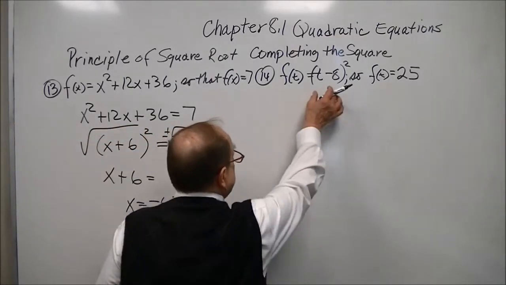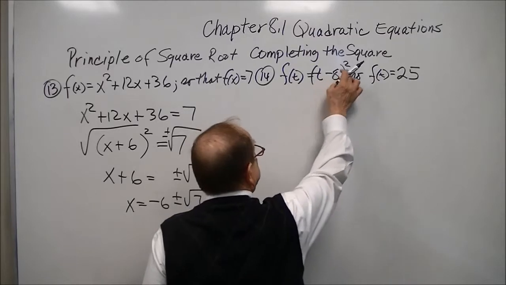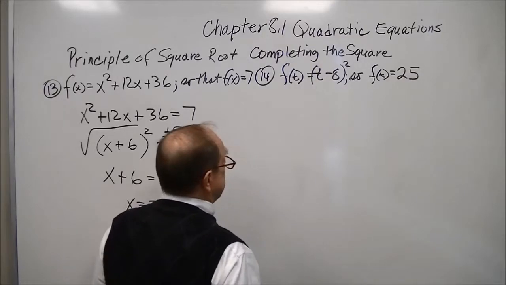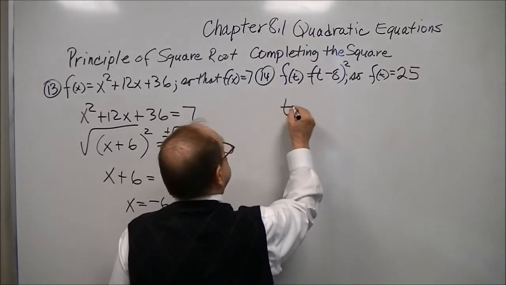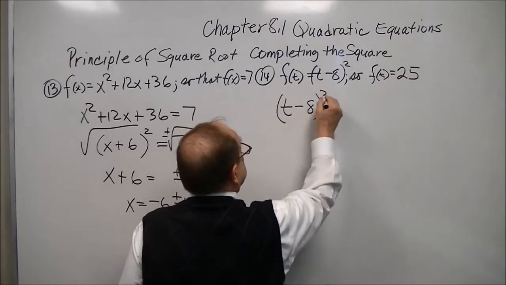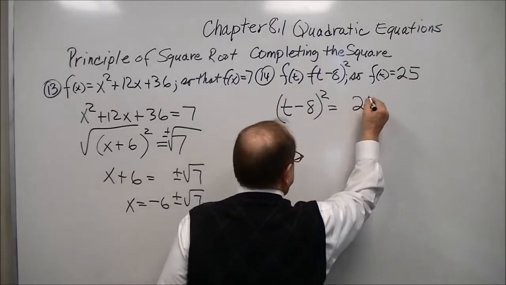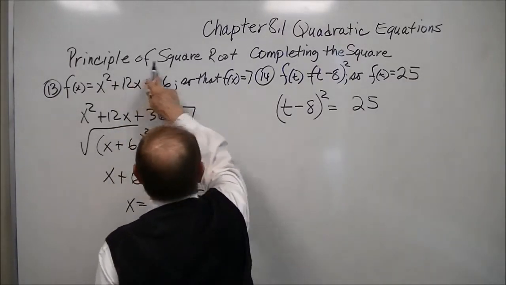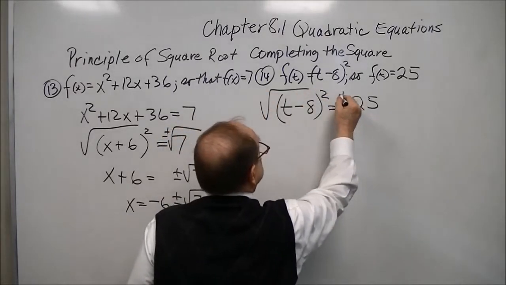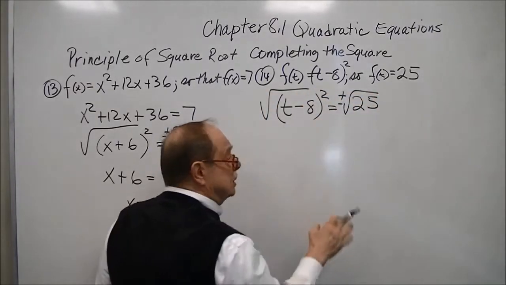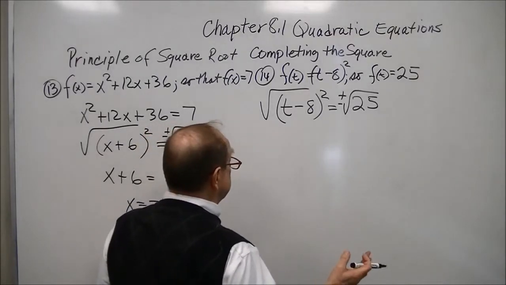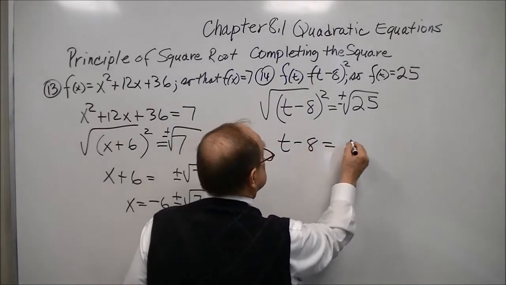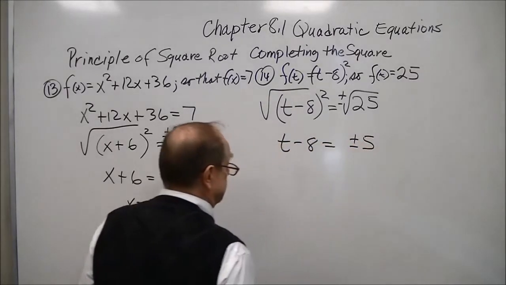Now, notice in this case they already have a binomial that's squared, and they're saying that that equals 25. So let's write it again. T minus 8, the quantity squared, equals 25. So again, using the principle of square root, we take the square root of both sides, and it's key that you put plus or minus. Otherwise, you're not going to get two solutions. And this is then t minus 8 equals plus or minus 5.